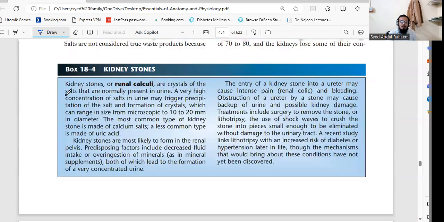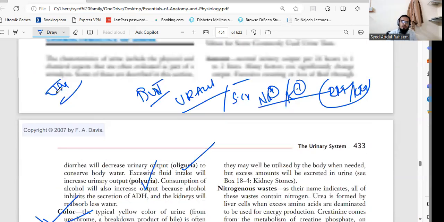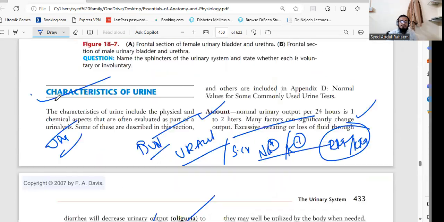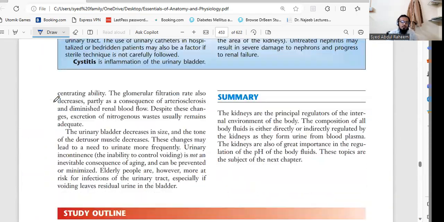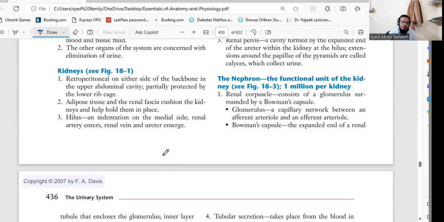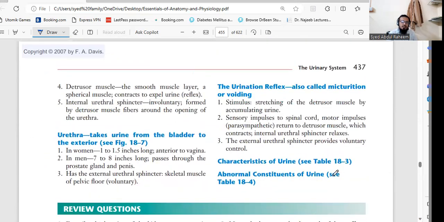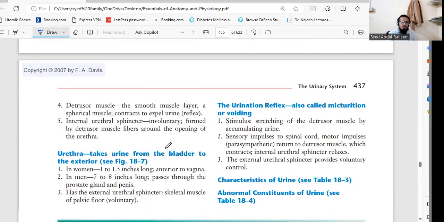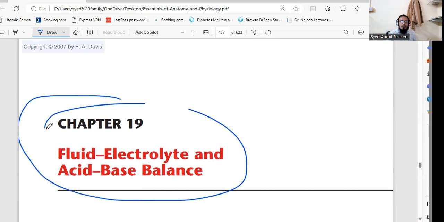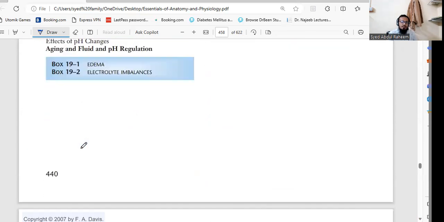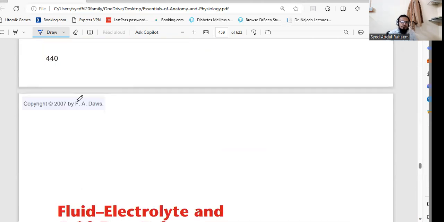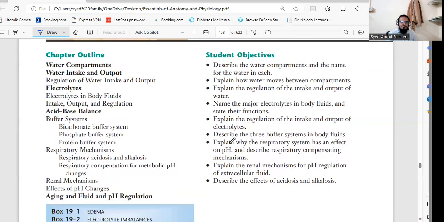So this is all about the kidney and urinary system. We discussed all the important things that are required. You can go through the outline, where whatever important things are there are mentioned. Next we have the chapter called fluid, electrolyte and acid base balance. Very, very important.